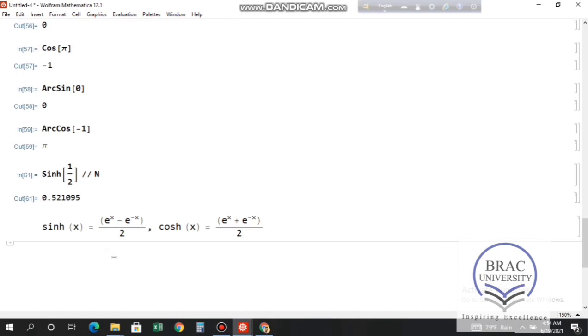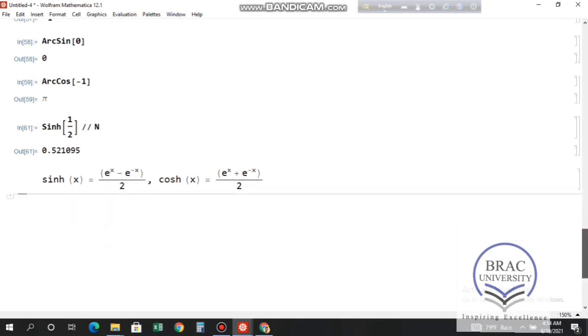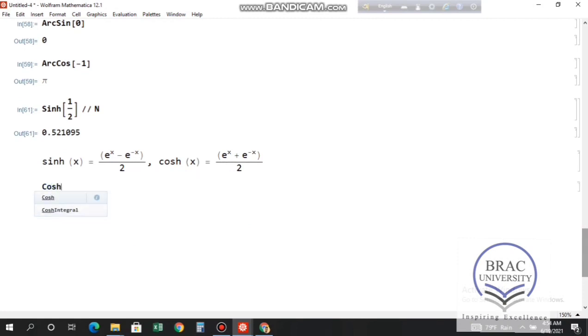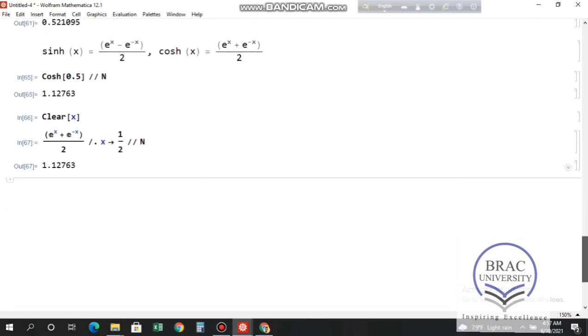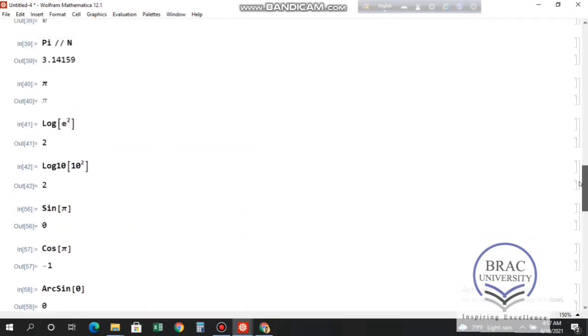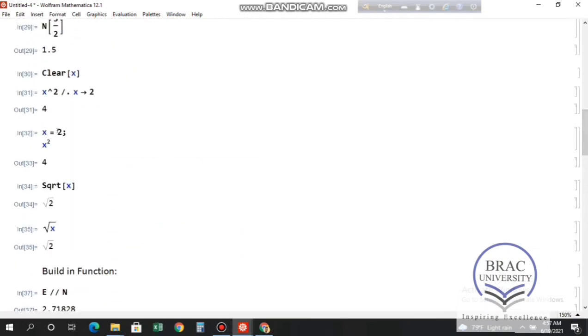Let me just test the expression of cosh of x. Say x is equal to half. So let's write Cosh of half. Let me take the numerical value. Now if you replace x with half in the expression, we'll get the same value. I had to clear x here before doing this because previously x was taken as 2. So I had to clear the variable before doing this.